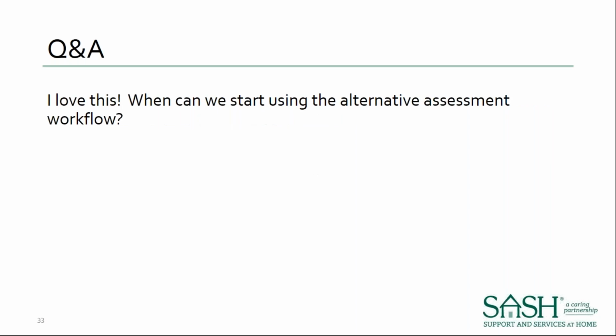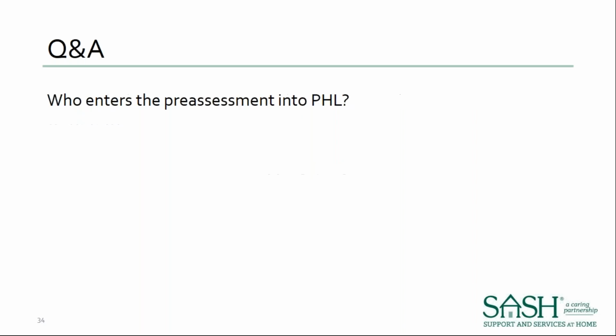All right, next question. I love this. When can we start using the alternative assessment workflow? And the answer to that is August 1st. So there will be a spot on STAR in the PHL page and under SASH tools where you would normally go to print off your assessment. There will be another little section with alternative assessment workflow materials that will all live there. It will not pop up before then. Yeah, that's all I have to say about that.